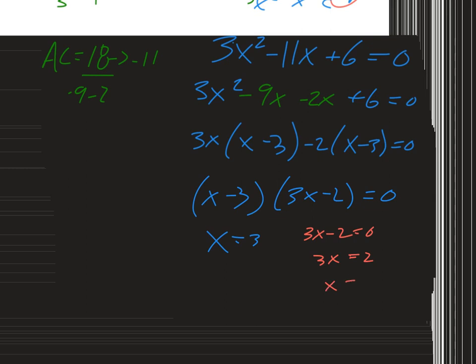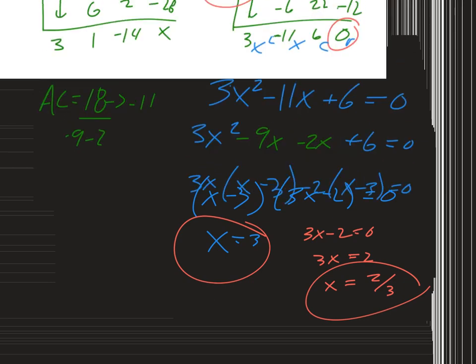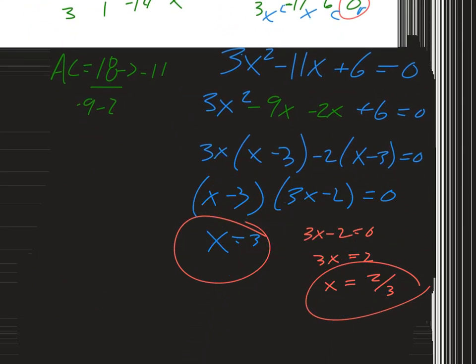Divide by 3, so x equals 2/3. All right, so there's one answer. There's 2 answers. But Mr. Baker, we were supposed to have 3 answers. Don't forget your original answer, which was -2. So x equals -2. Boom. So there are the 3 answers, the 3 zeros to that function.